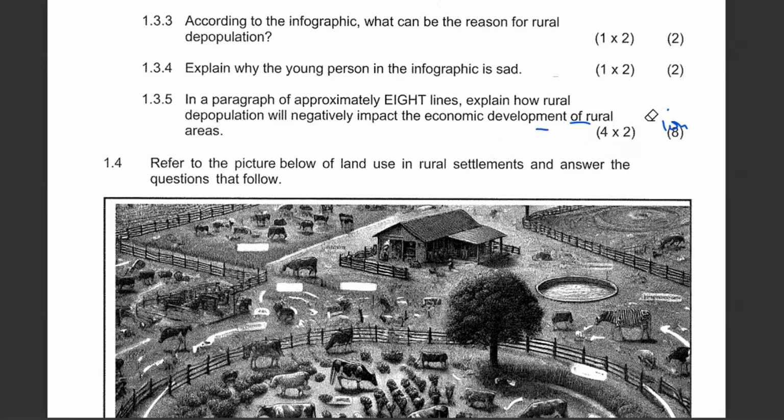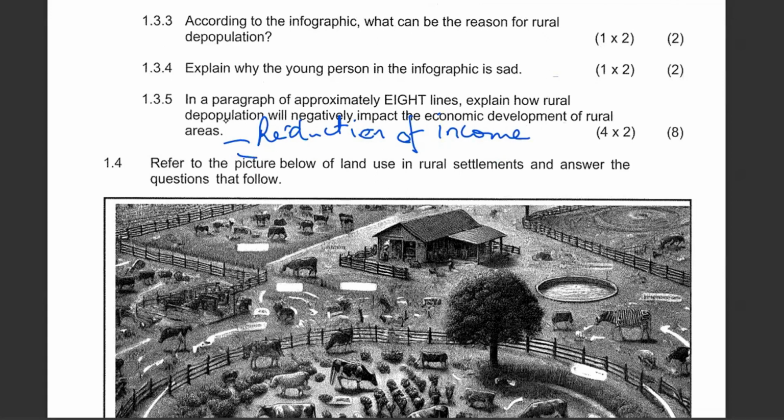Then besides that, you can also look at reduction in income. The level of income also gets reduced. Income is also going to get reduced since there's no more productive labor force and no more gainful employment. It also means the circulation of money in the economy is going to be low and the income level in the rural area is going to get reduced.